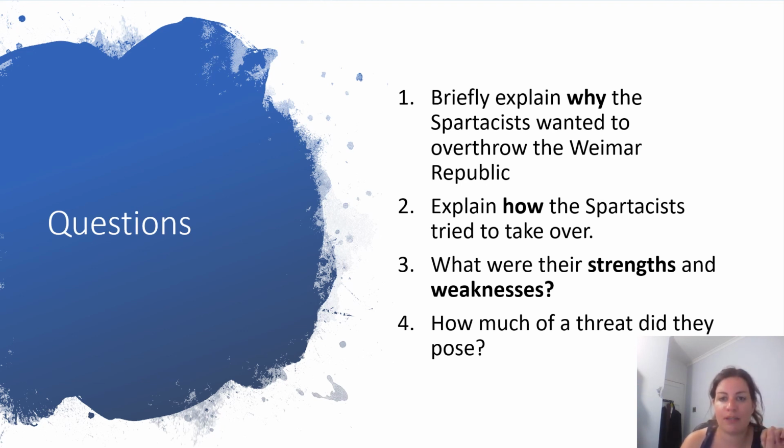And I'd like you to answer these 4 questions. So I want you to briefly explain why the Spartacists wanted to overthrow the Weimar Republic, explain how they tried to take over, explain what you think their strengths and weaknesses were in their takeover, and overall, how much of a threat do you think they posed? So you can maybe do that on a scale of 1 to 5, so 5 being a really big threat, 1 being not a very big threat. How much of a threat do you think they were to the government? So pause here and have a go at those questions.